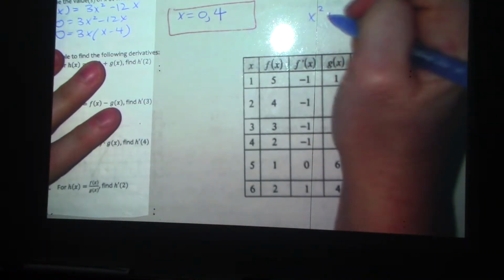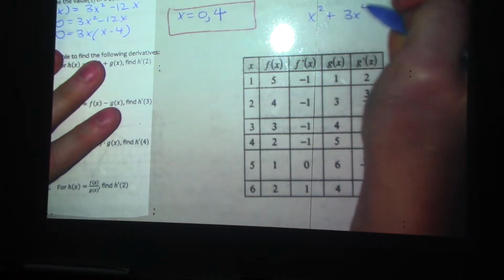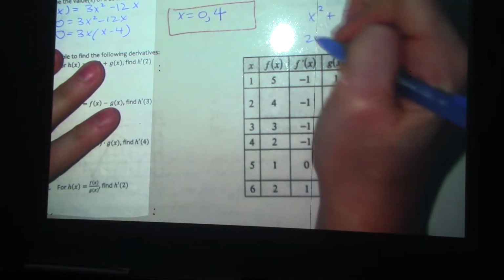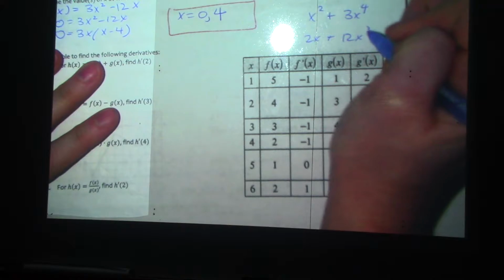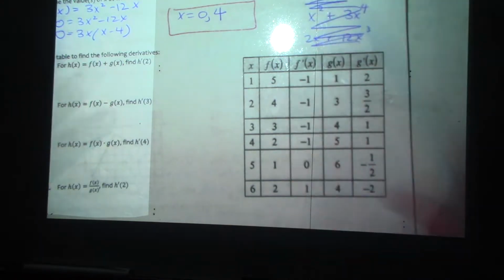Alright, here, finding the derivatives. So when we are adding two functions, the derivative of f plus g is just derivative of f plus derivative of g. So a quick example would be like if I have x squared plus 3x to the 4th, right? You just take the derivative of this one and add it to the derivative of this one. You don't have to worry about any rules when they're adding or subtracting.